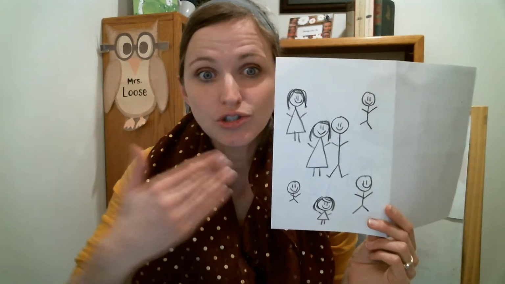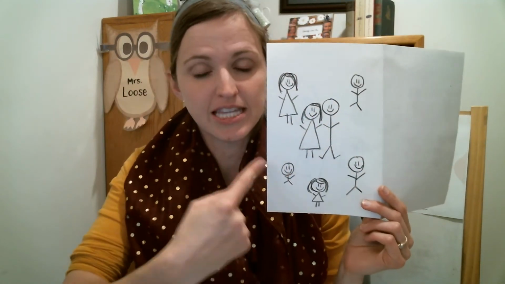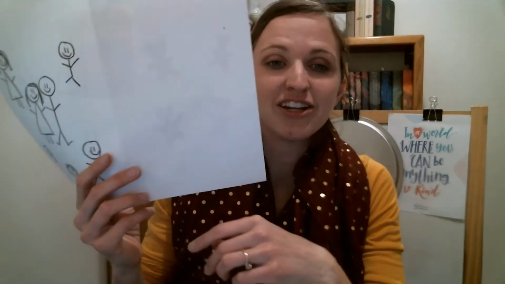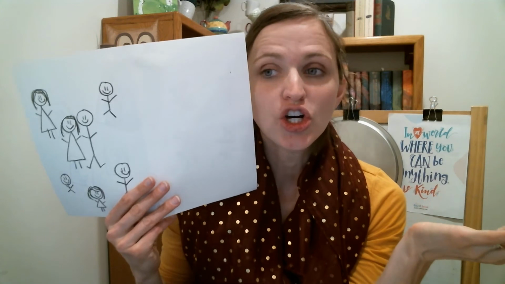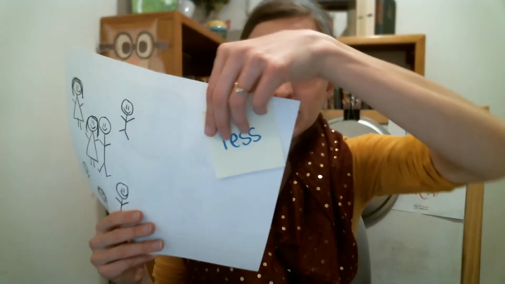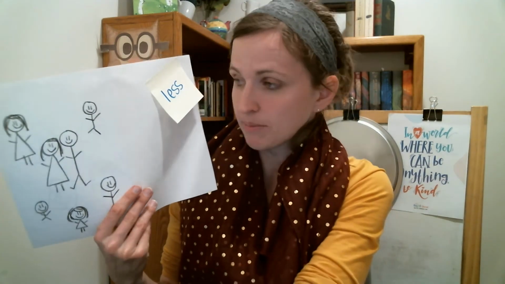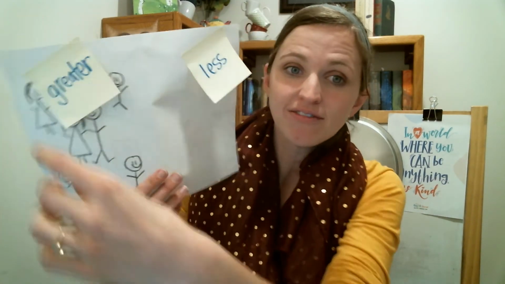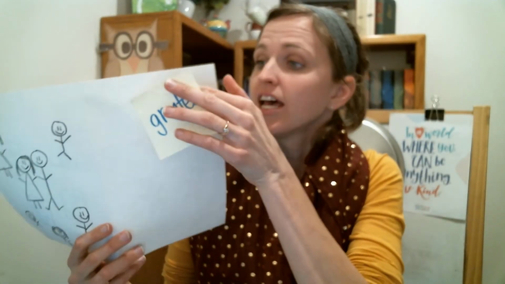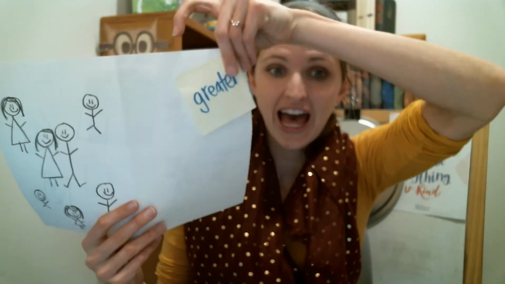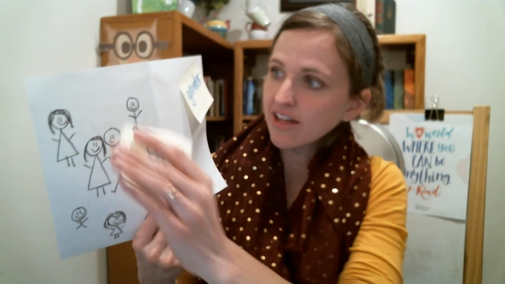I want you to draw Mrs. Luce's family. You're going to draw 7 people. And then you're going to draw your family. And then, so you'll have my family and your family, and then we're going to compare to see who has more people in their family. So then you can write the word less on your side because maybe you have 2 people in your family, and then greater on my side because I have more. Or maybe your family has 6 kids and 2 grown-ups. And so you have greater, and then you'll write less on this side.